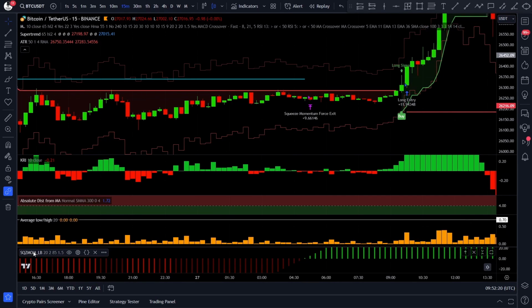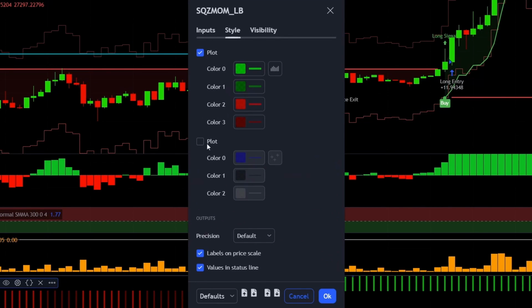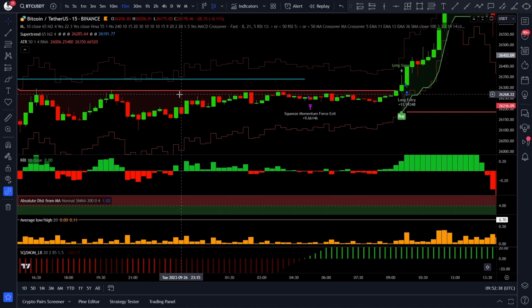Finally, the squeeze momentum. Here just change the KC length to 85. Then go to the Styles tab and untick the second plot option. Okay, if you follow through, we have our chart correctly set up. So now let's go over the rules for longs and for shorts.